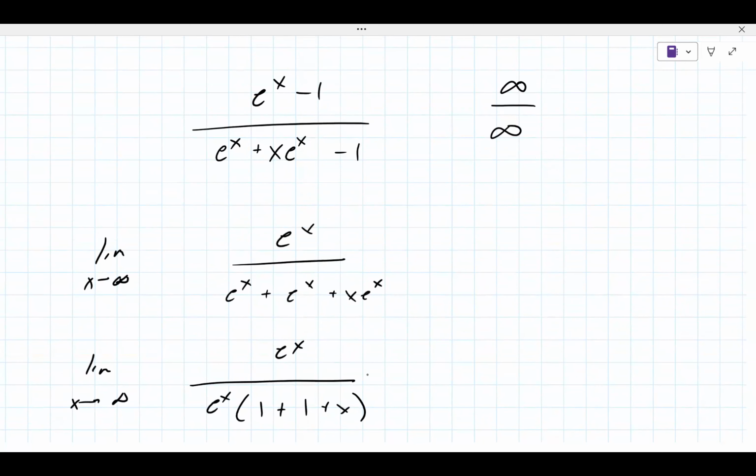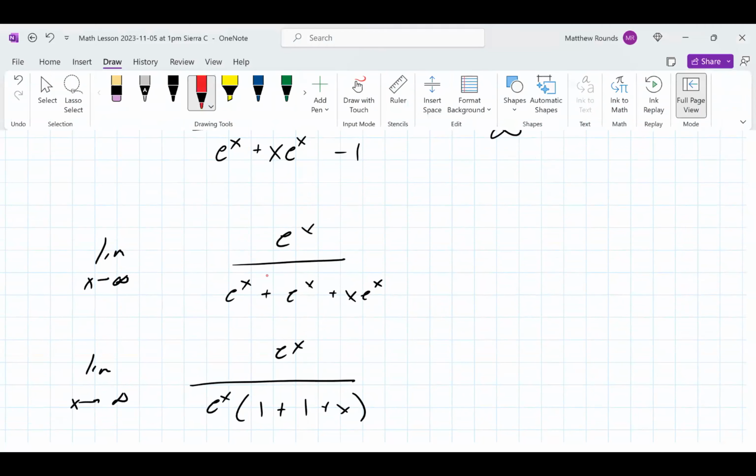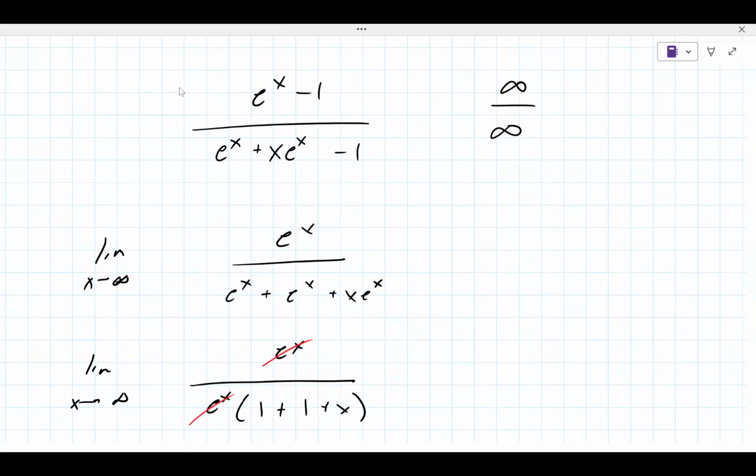So e to the x cancels, 1 plus x. So 1 over 1 plus 1 plus x. So it's 1 over infinity? Yep, which tends to 0. That's my answer, 0.